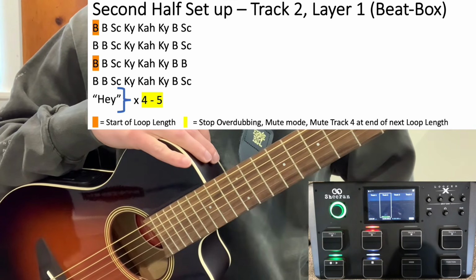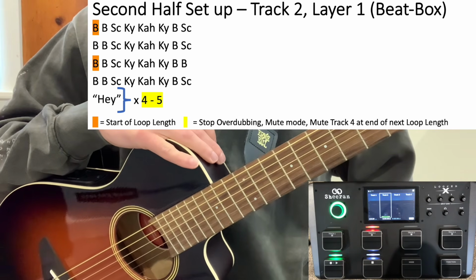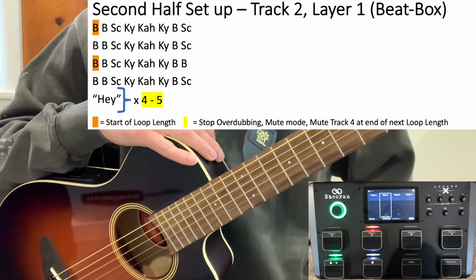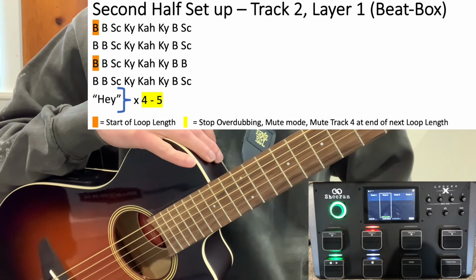And then line 4, you're back to doing what you did for lines 1 and 2. So again, that sounds like this. So all together, all 4 lines of beatboxing that I have shown would sound like this.